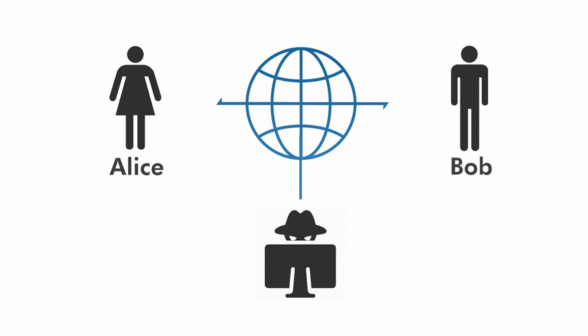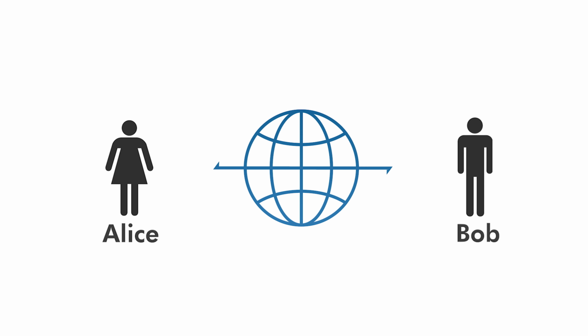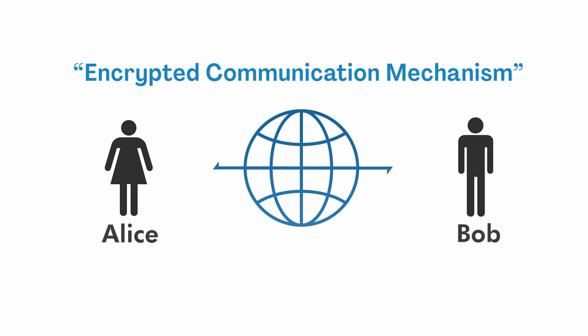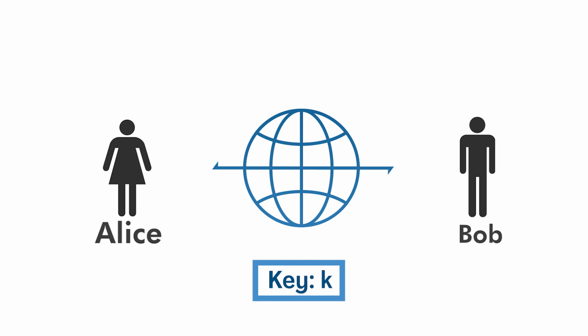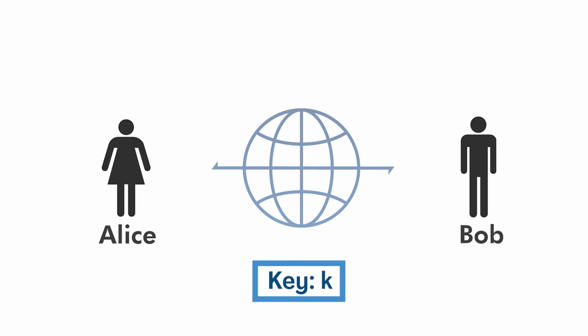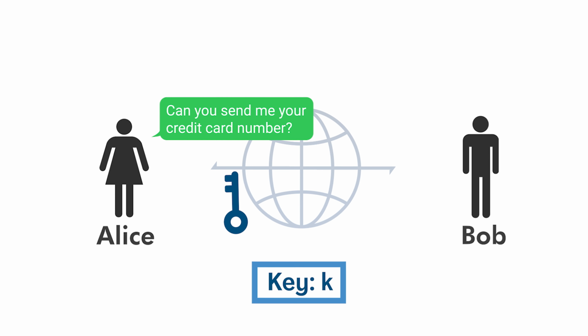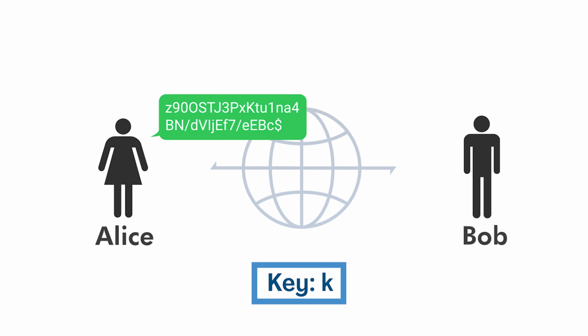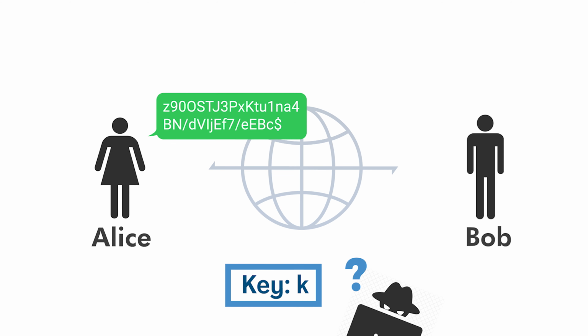So if Alice and Bob don't want any rat, what will they do? They will use some encrypted communication mechanism. Let's suppose there is a key K, and Alice and Bob know that key. Now Alice will send this message by encrypting it with this key, into some random string or something, so that even if the rat sees it, he won't be able to decode it.